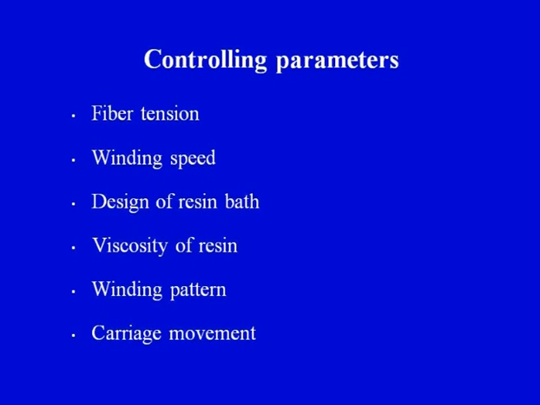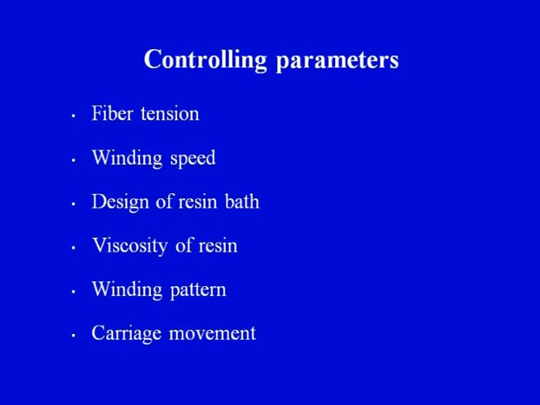Viscosity of the resin is also equally important. Winding pattern, as I have already explained, the fiber orientation plays a significant role in dictating the mechanical properties of the filament wound products. So, we have to see that we attain a very optimal winding pattern, so that the properties are as per our requirement, and the carriage movement has to be controlled, because we cannot have a too fast carriage movement or a too slow carriage movement.